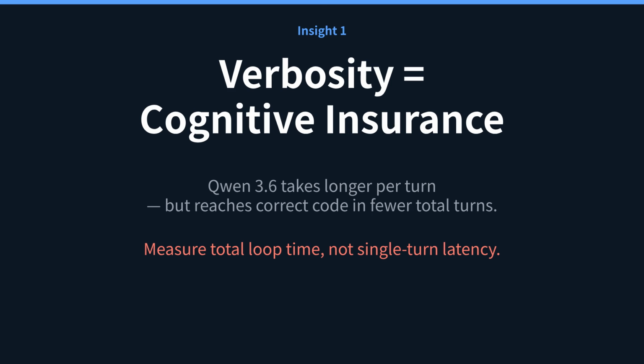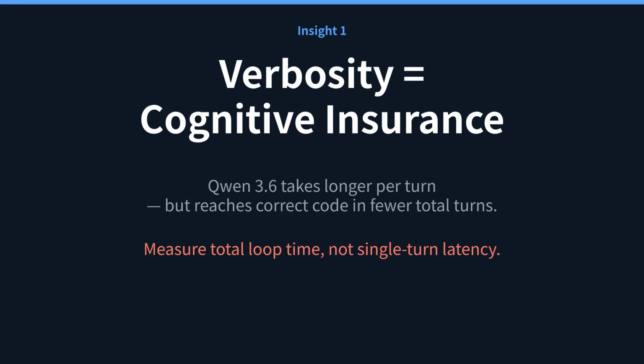Here's an insight that reframes Qwen 3.6's verbose reasoning. In a chat interface, generating thousands of tokens before answering feels like waste. But in an autonomous agent loop, where the model writes code, runs tests, and fixes bugs over multiple turns, that verbosity functions as cognitive insurance.